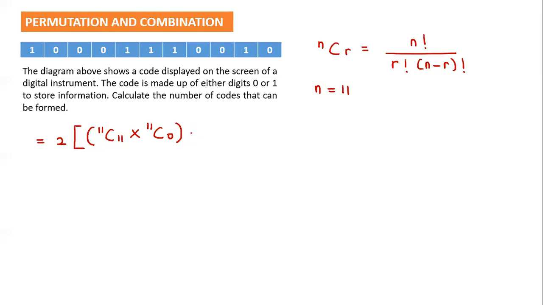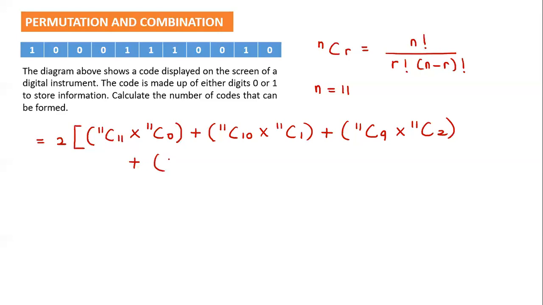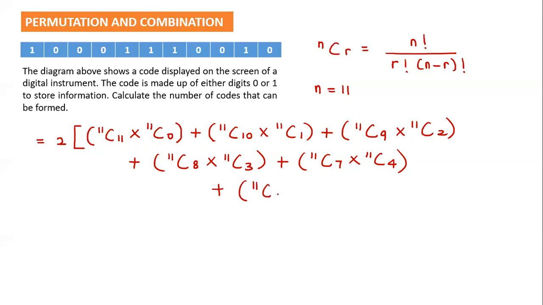Or you can go for the next one, 11C10 times 11C1. Now listen, because 10 places are taken by the digit 1, 1 place belongs to 0. Done. The next one is 11C9 times 11C2. You can continue: 11C8 times 11C3, 11C7 times 11C4, again I need to put a plus here, 11C6 times 11C5.